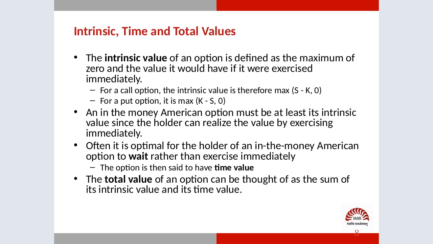On the other hand, by the same logic, for the put option, the intrinsic value is the maximum of K minus S and zero. You will exercise it when the asset price is less than the strike price, so the benefit that you will make is K minus S. If the asset price goes above the strike price, you will not exercise it because it's more profitable for you to sell it in the market and make a larger profit.